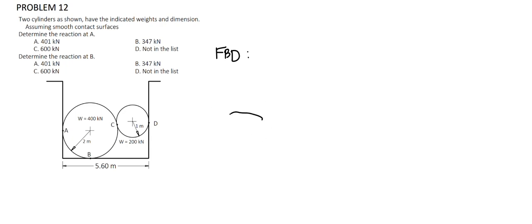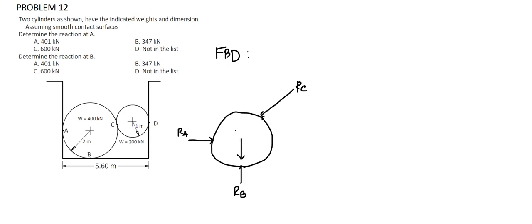For the bigger cylinder, we have the reaction due to the normal surface, that is the reaction at A, and the reaction at B. And we have the reaction due to the interaction between the two cylinders, which we call reaction C. And the weight of the cylinder is equal to 400 kilonewtons. Now we have three unknowns, and we only have two available equations for equilibrium, that is summation of force x and summation of force y. We cannot use moment, because all the forces are concurrent at the center.